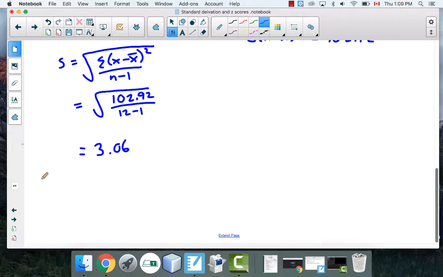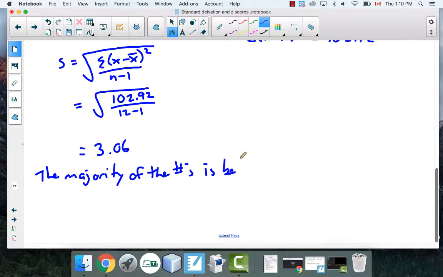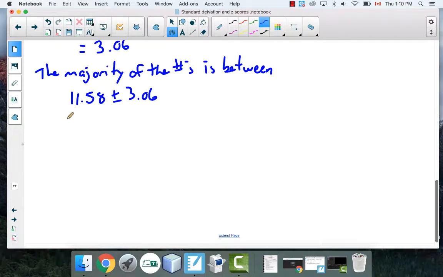Basically what this value means is that the majority of the values, or of the numbers, lie between 11.58, that's my mean, plus or minus 3.06. So this gives me a range. So you could figure out the low end and the high end.